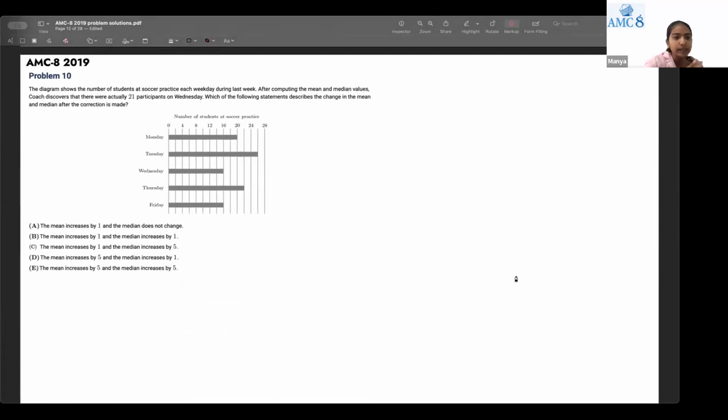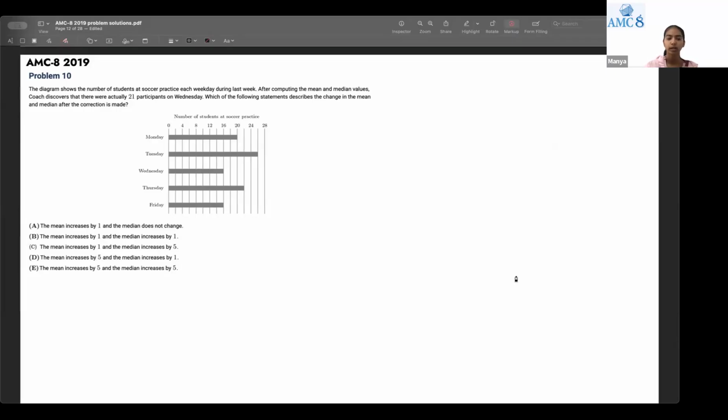Problem number 10. The diagram shows the number of students at soccer practice each weekday during last week. After computing the mean and the median values, coach discovers that there were actually 21 participants on Wednesday. Which of the following statements describes the change in the mean and the median after the correction is made?